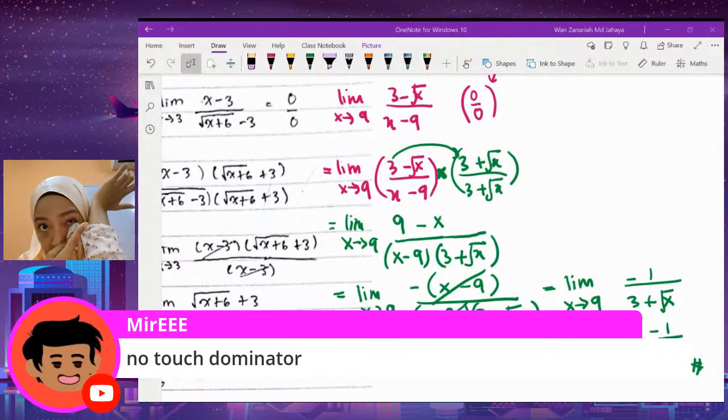Okay, it doesn't have to be the denominator. It depends. Sometimes you conjugate, you multiply with the conjugate at the numerator, sometimes at the denominator. In our case, the surd is at the top, so we multiply at the top lah. So bawah yang jangan kacau.